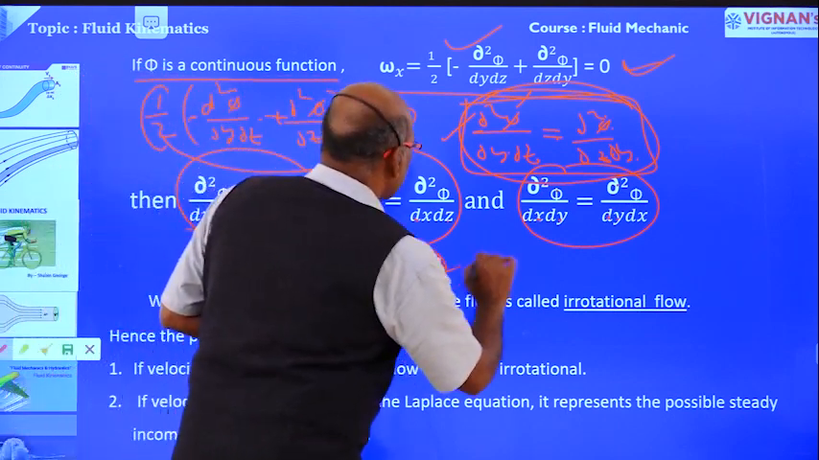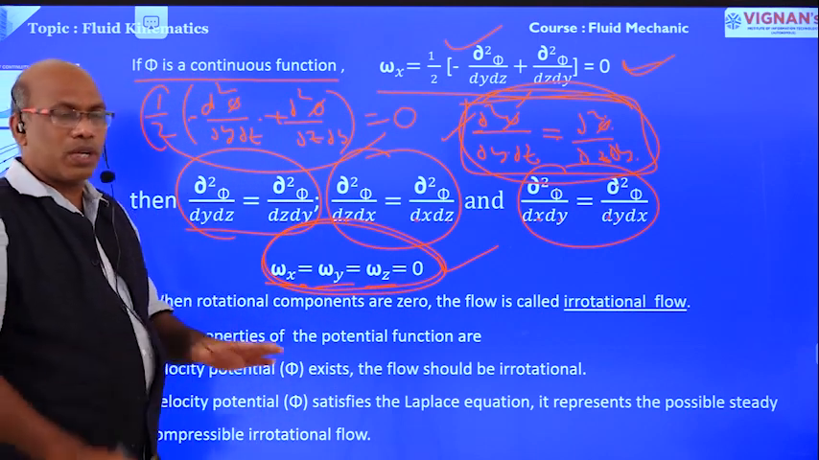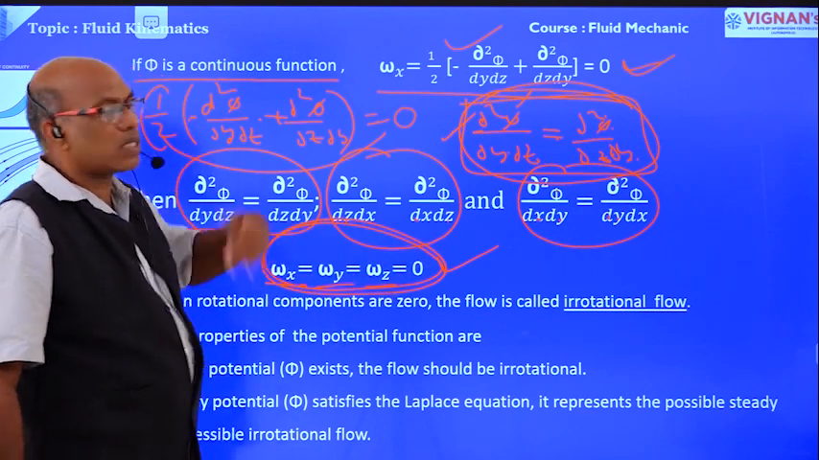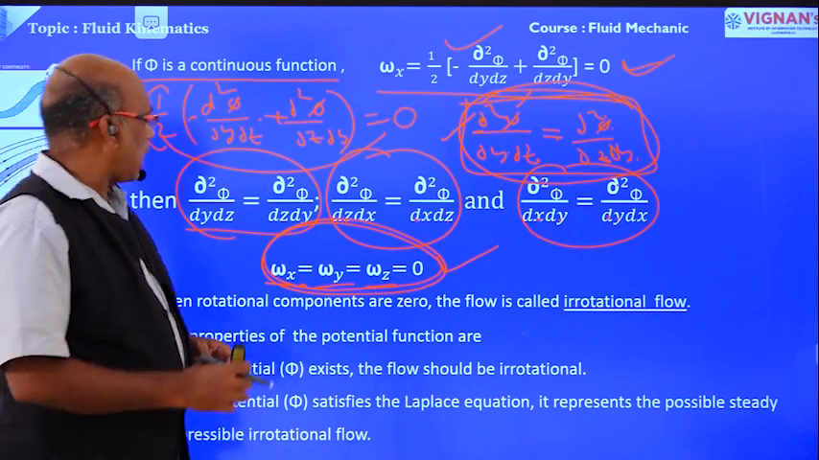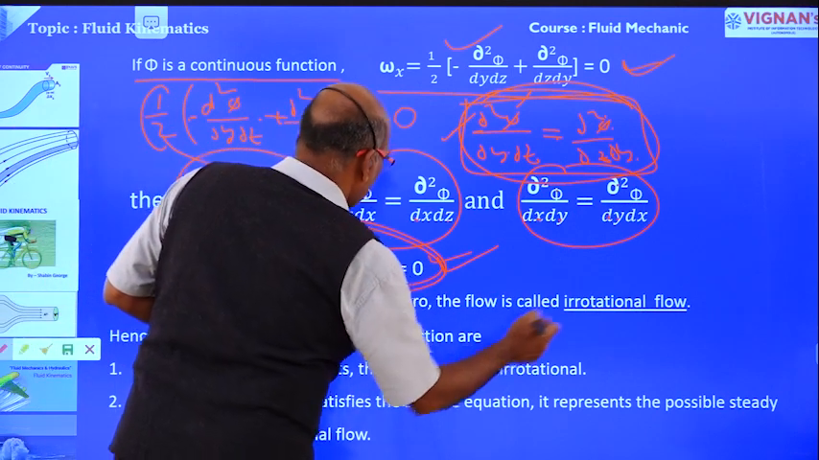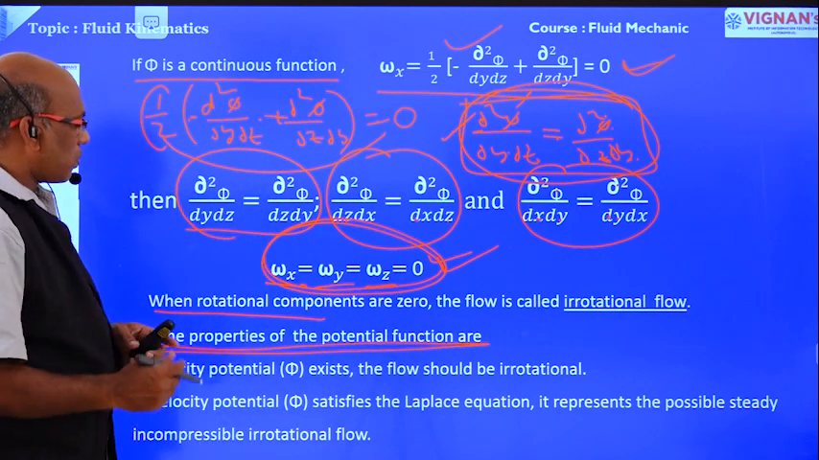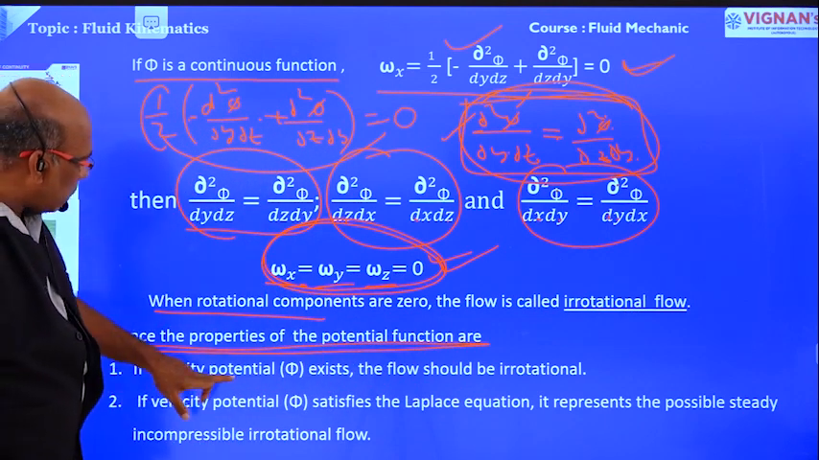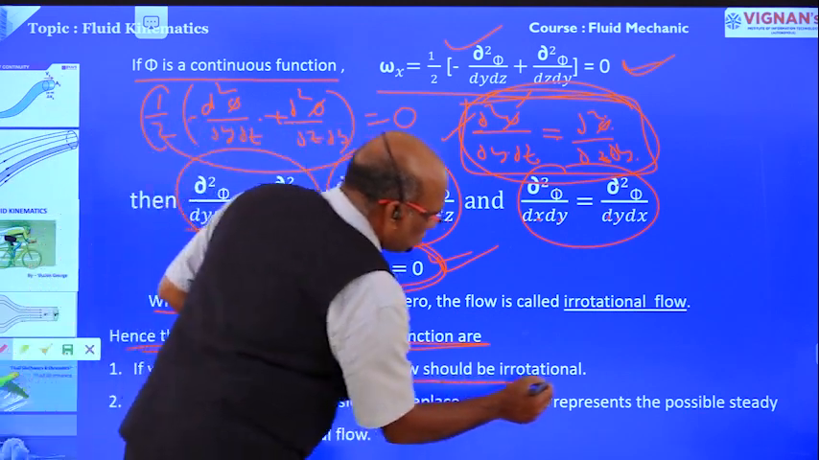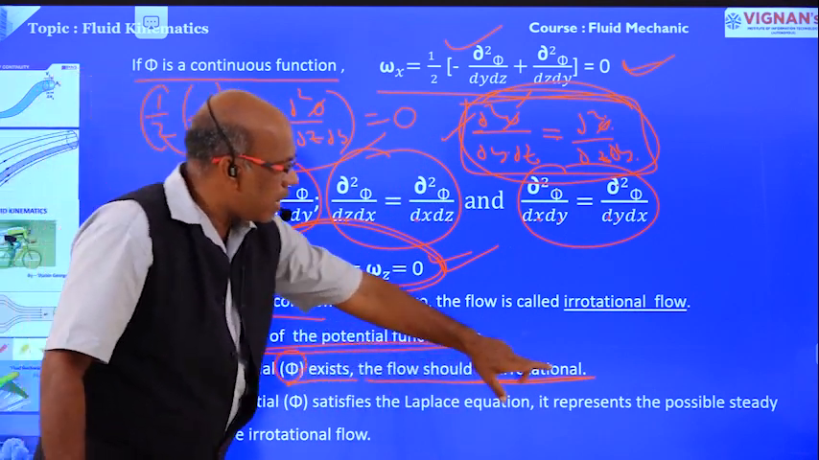This is known as irrotational flow. If the flow is irrotational, ωx is equal to ωy is equal to ωz is equal to 0. Otherwise, the flow is rotational flow. Then the properties of the potential function: only two properties we are going to discuss here. First, if the velocity potential function φ exists, the flow should be irrotational.